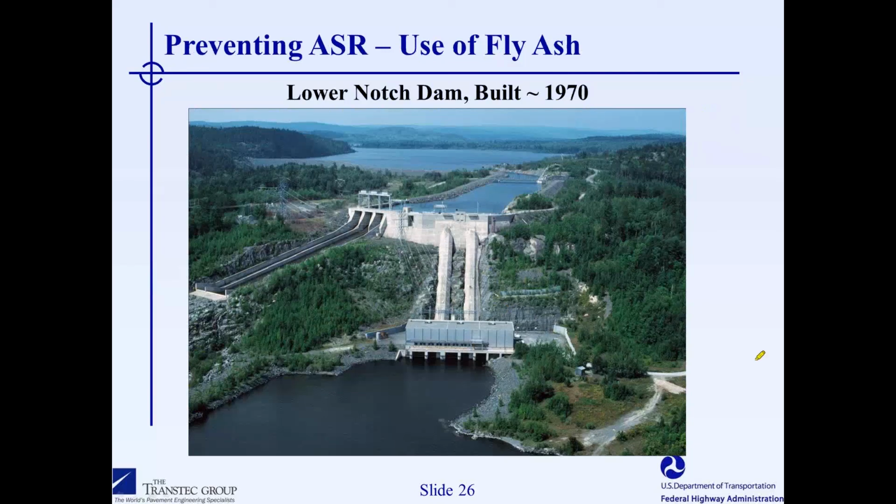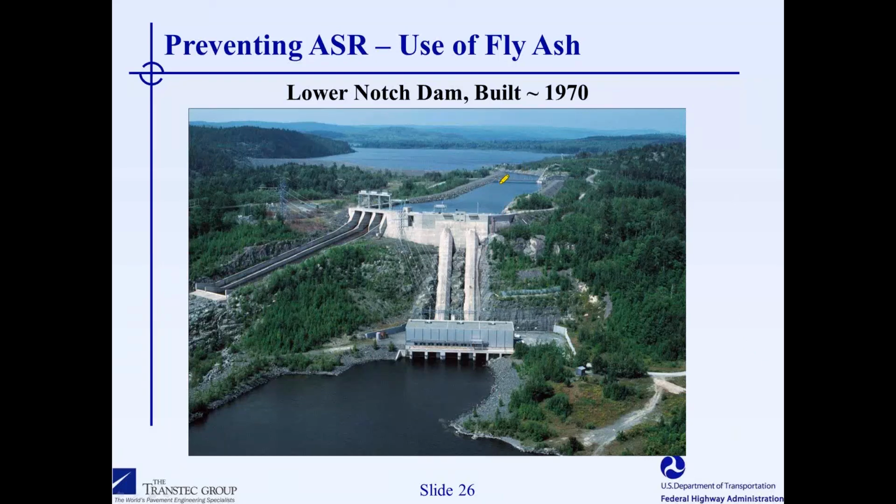Going beyond exposure site studies to real field studies, we actually have further evidence again of the ability of fly ash to control ASR. This is a nice example here in Ontario in Canada. This is the Lower Notch Dam, which was completed around about 1970, and is probably one of the first, if not the first, ever known case where fly ash has been used deliberately with a highly reactive aggregate and a high alkali cement to control ASR.